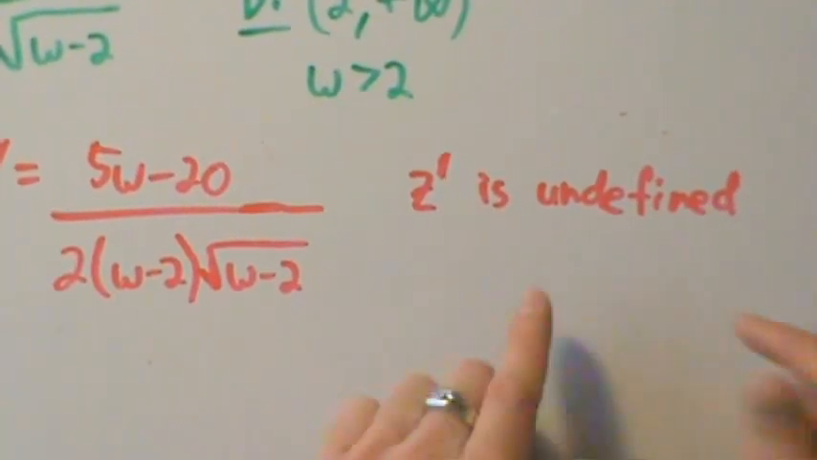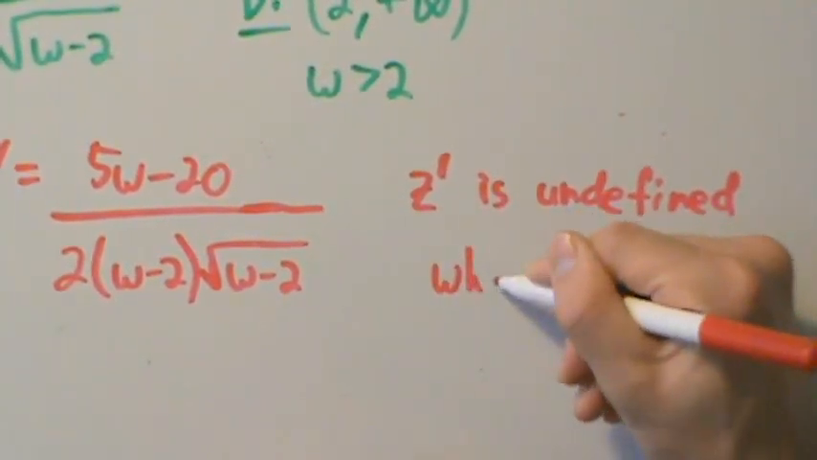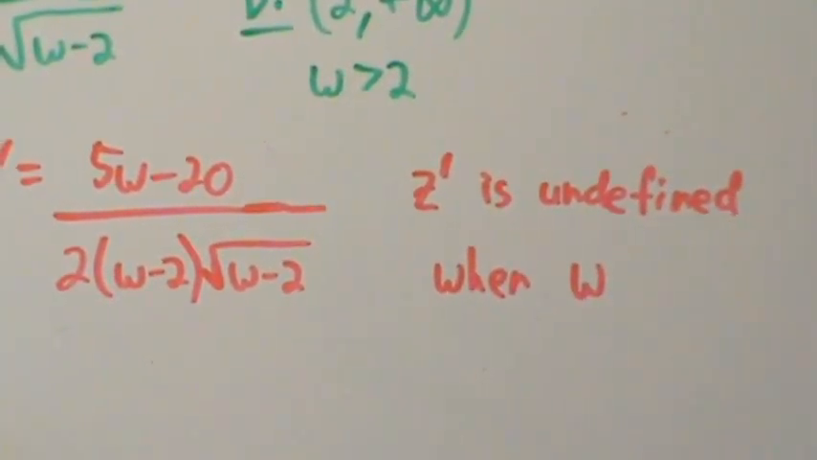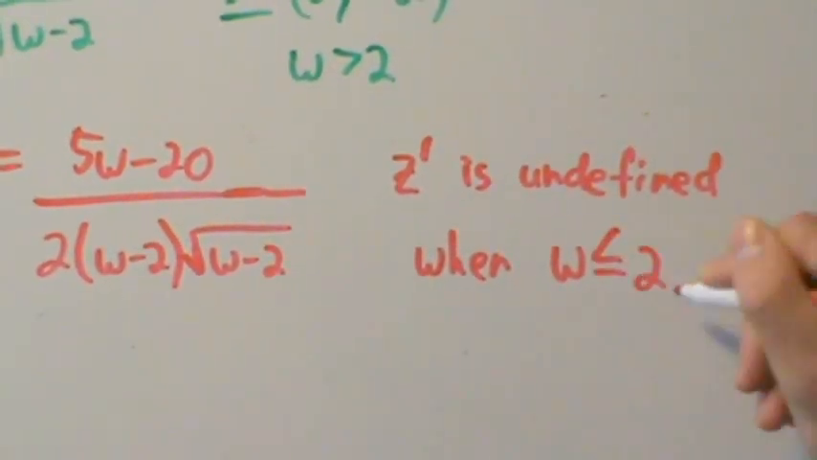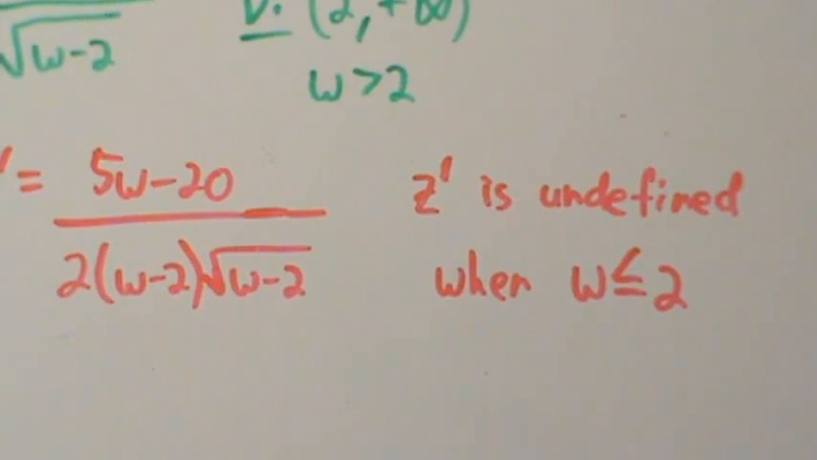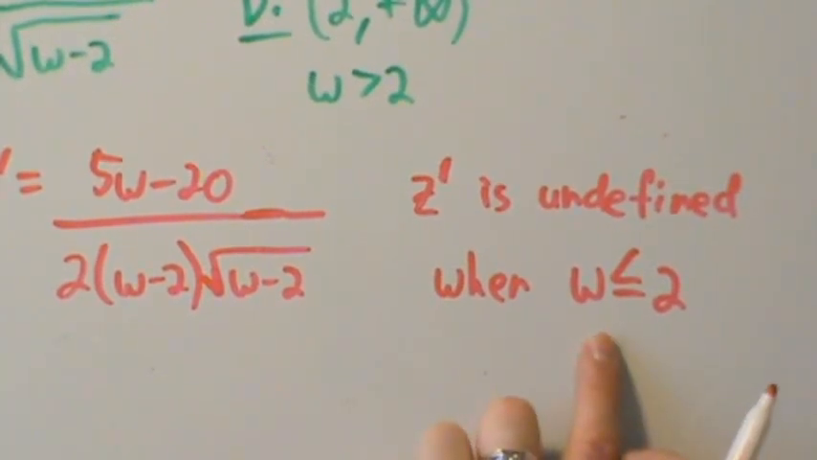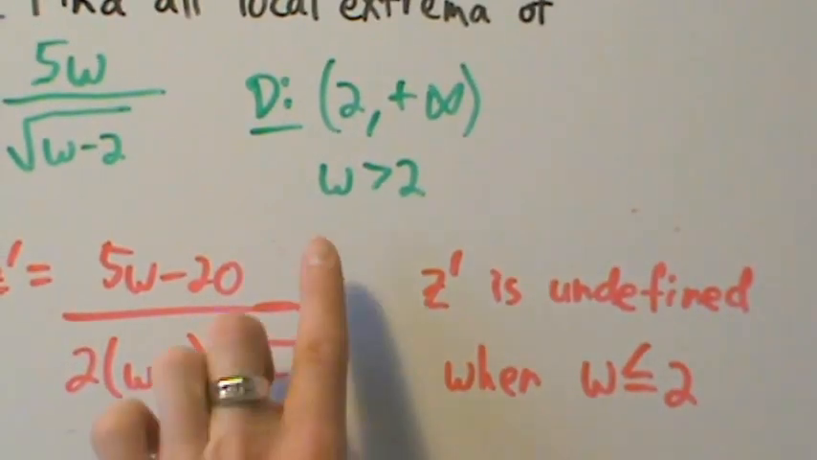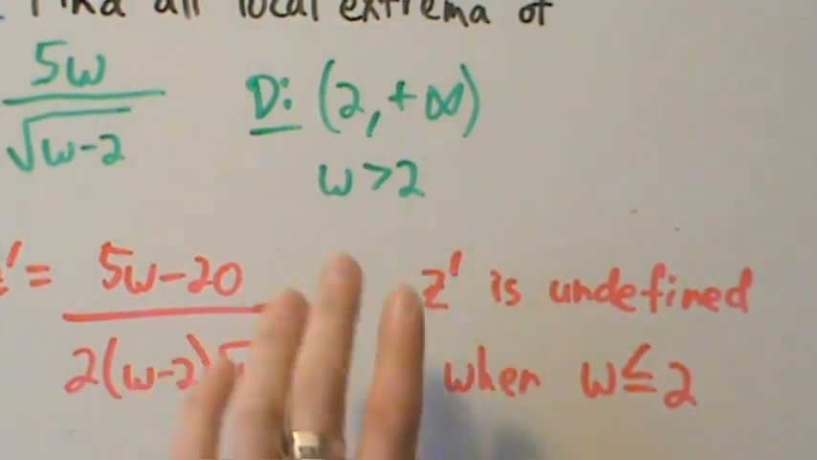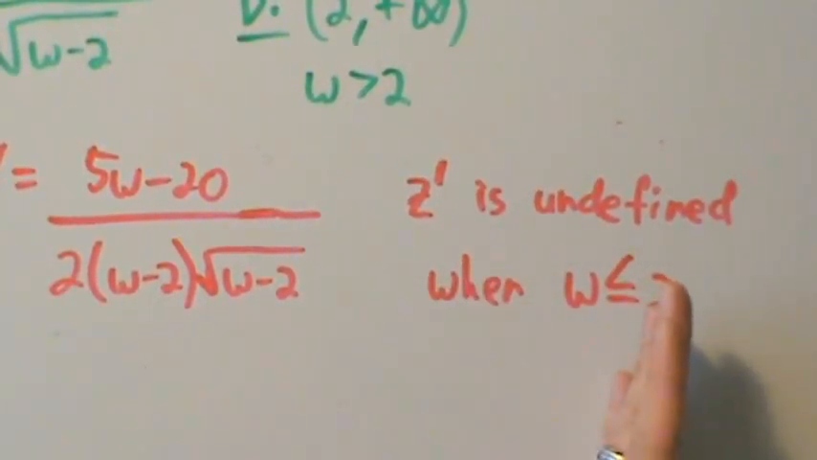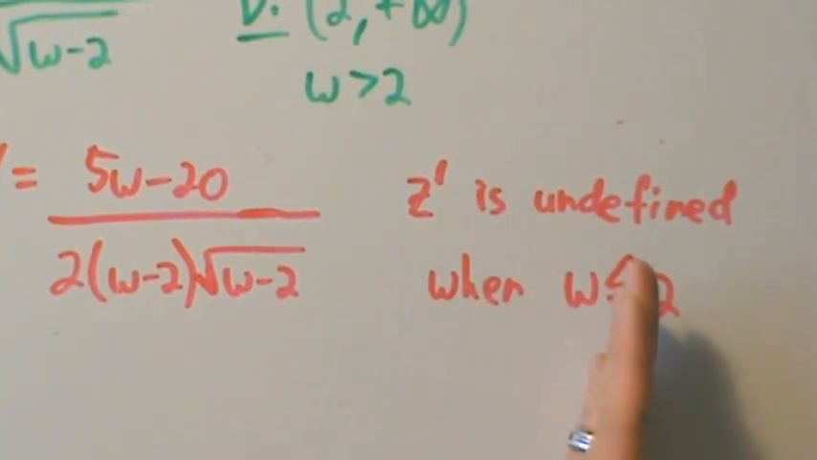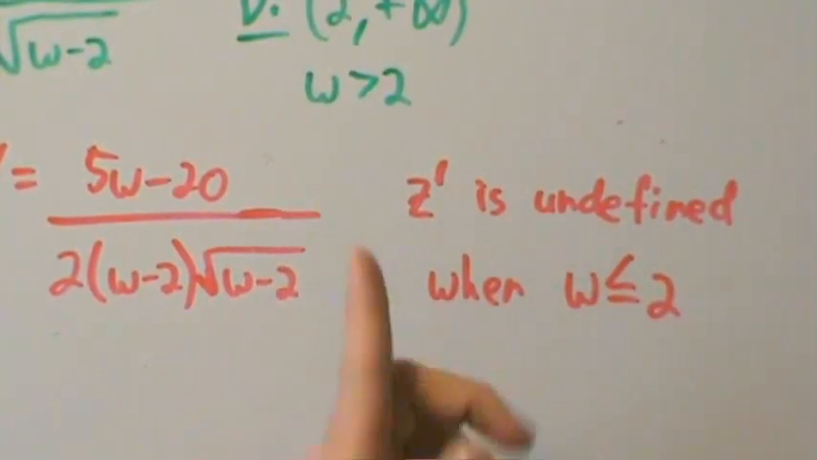Here, the derivative doesn't exist when w is less than or equal to 2, right? So actually, the derivative is undefined at all these values. But remember, the domain is w has to be strictly greater than 2. So we have an infinite number of points where the derivative is undefined, but not a single one of them is in the domain.